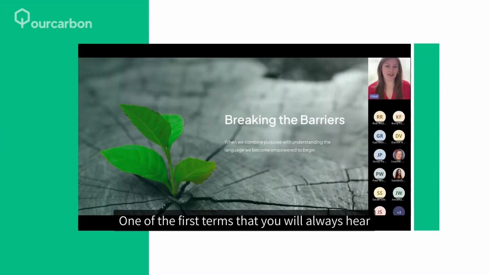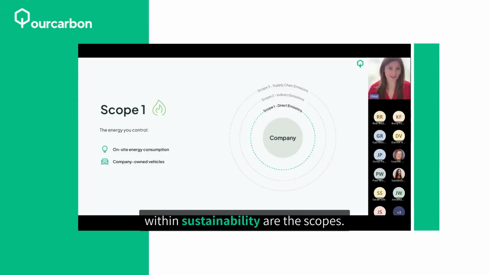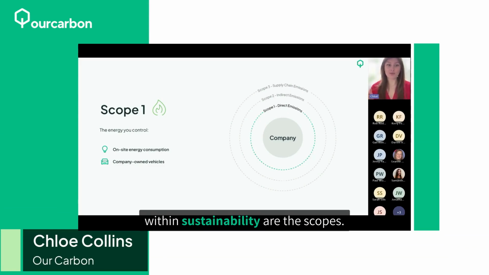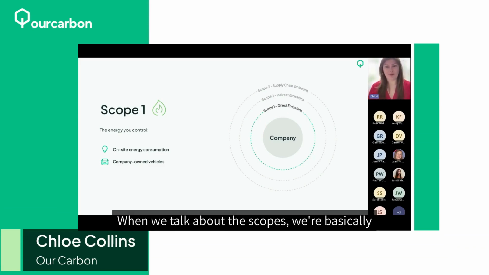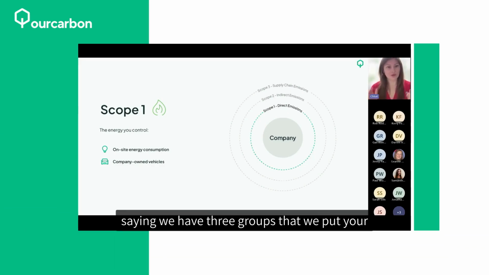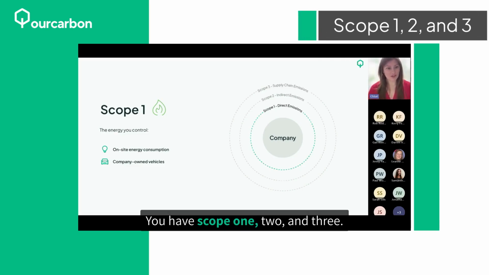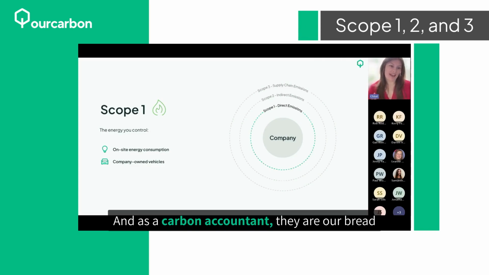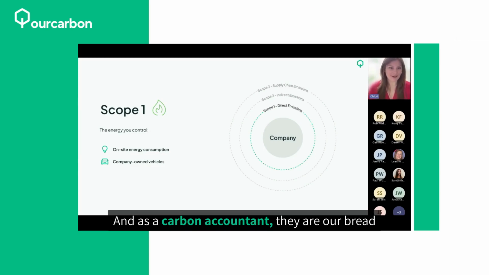One of the first terms that you will always hear within sustainability are the scopes. When we talk about the scopes, we're basically saying we have three groups that we put your carbon emissions into. You have scope 1, 2, and 3. And as a carbon accountant, they are our bread and butter.